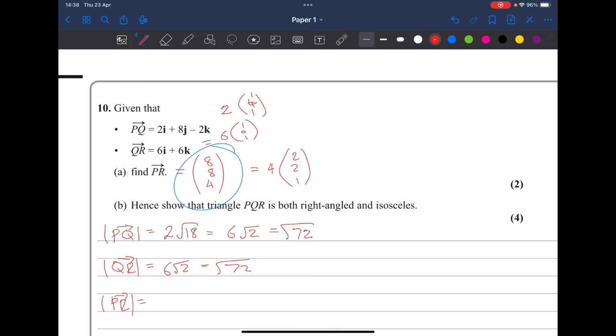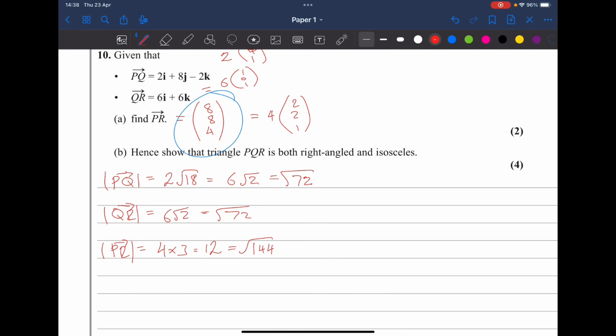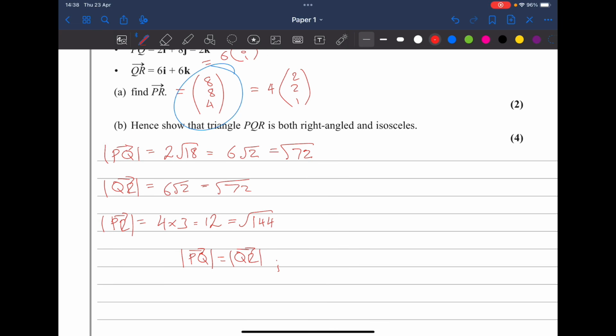Length of that. So I've already got the 4 at the front. And then I will get 4 plus 4 is 8, plus 1 is 9. Square root of that is 3. So this is 12, which is the square root of 144. So that's good. What I've shown then, I've got 2 facts now. The length of PQ is the same as the length of QR. And that when we do Pythagoras with PQ and QR, they fit Pythagoras nicely with PR.